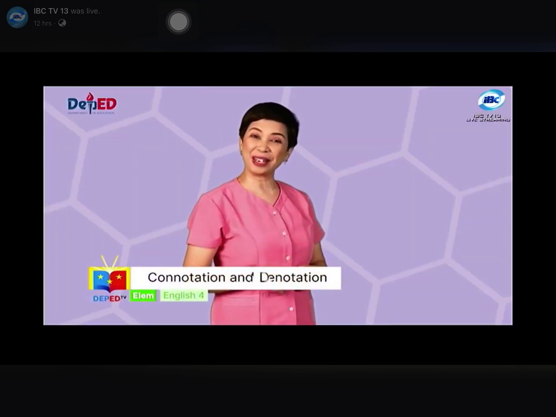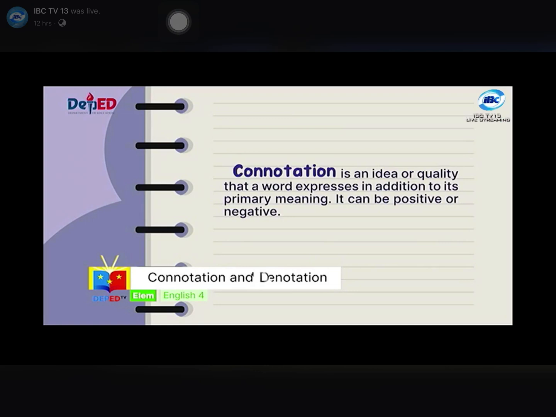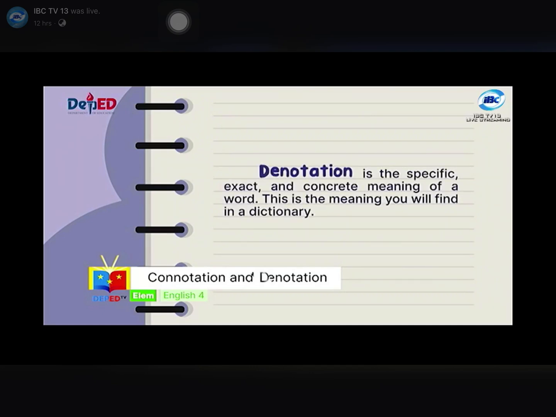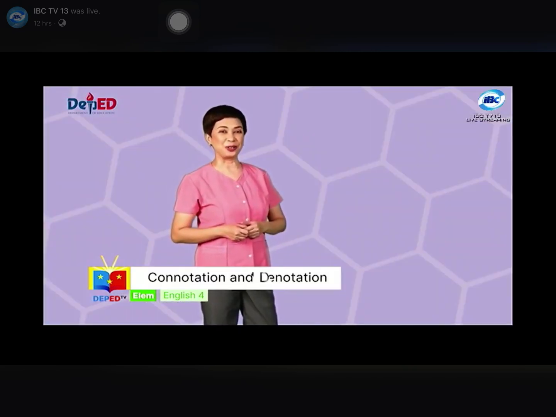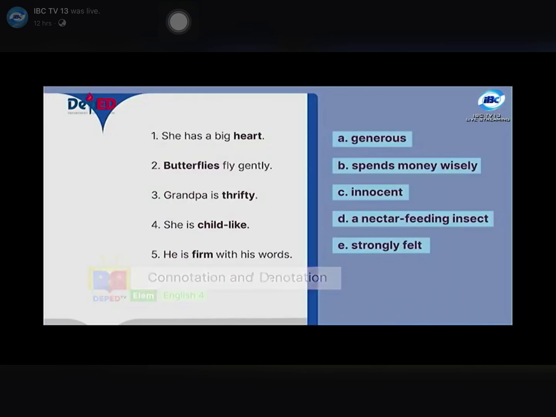Now, read it with me, kids. Connotation is an idea or quality that a word expresses in addition to its primary meaning. It can be positive or negative. Denotation is the specific, exact, and concrete meaning of a word. This is the meaning you will find in the dictionary. Great going, children! You are indeed learning. I think you are now ready to proceed to another activity.